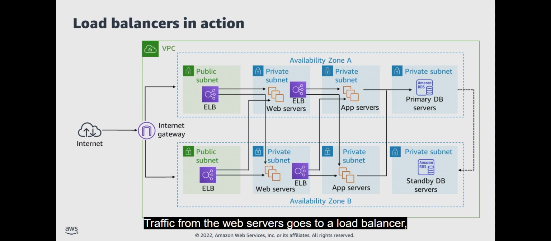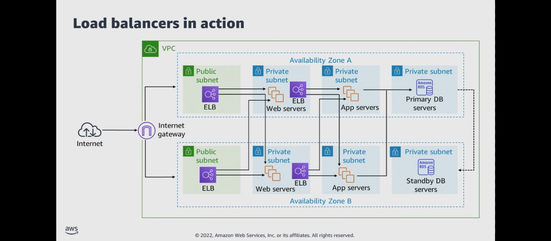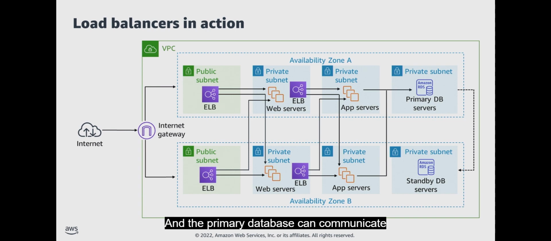Traffic from the web servers goes to a load balancer, which directs the traffic to application servers in another private subnet in either availability zone. Traffic from the application servers goes to the primary database server in another private subnet in the first availability zone. And the primary database can communicate with the standby database server in a private subnet in the second availability zone.